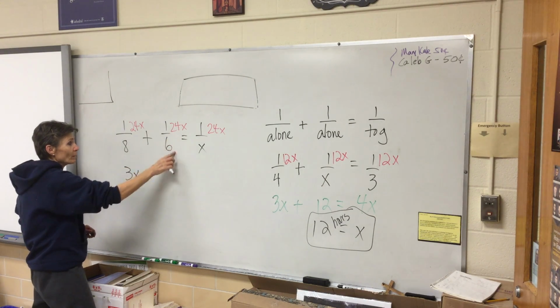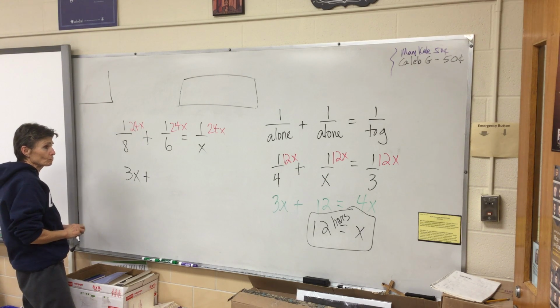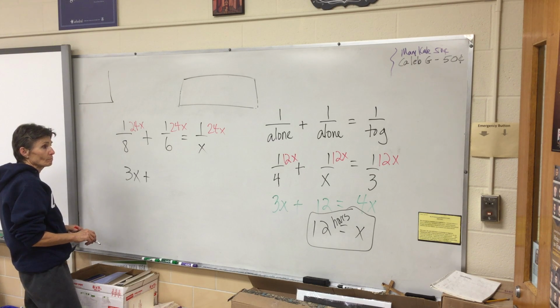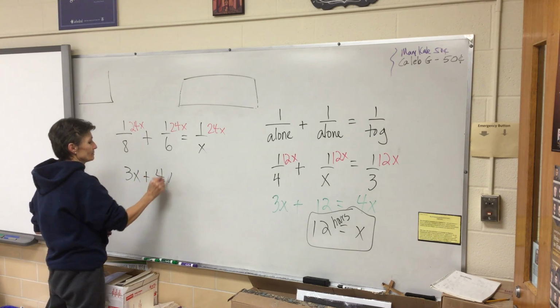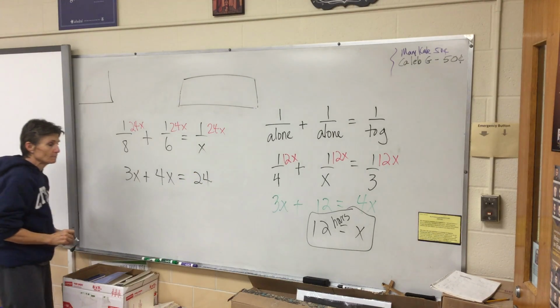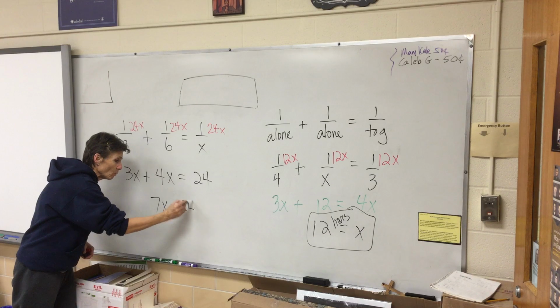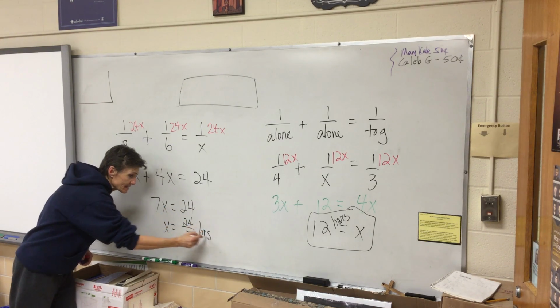What happens here? 24x over 6. 24 divided by 6. Yeah. And the x's cancel and leave me with 24. So 7x equals 24, and x equals 24/7 hours.